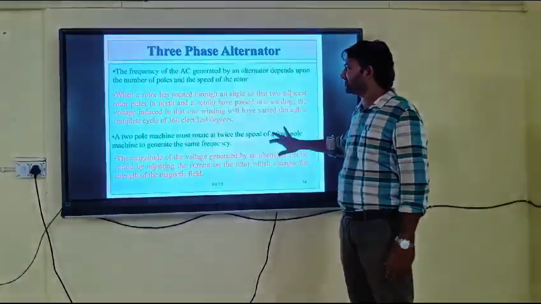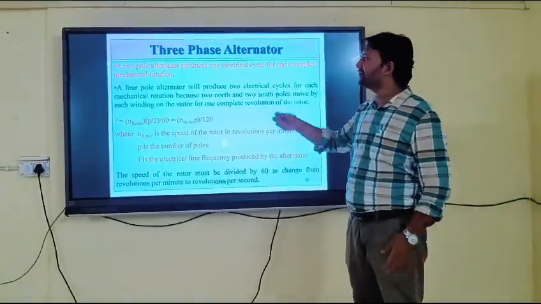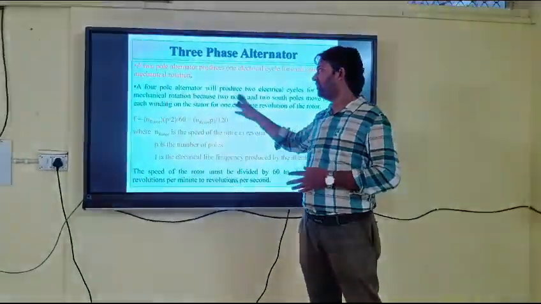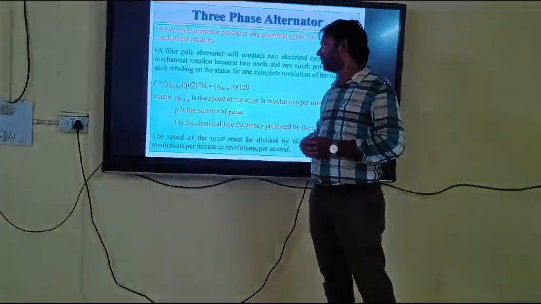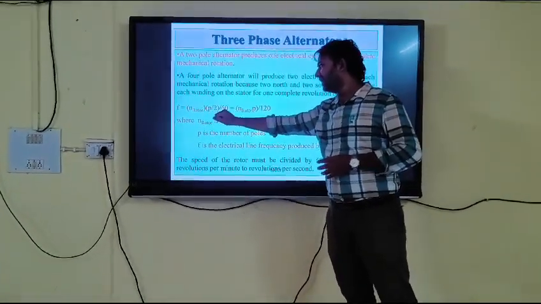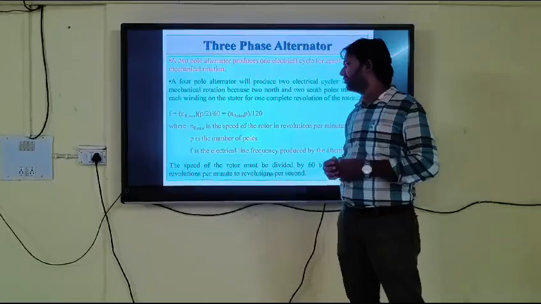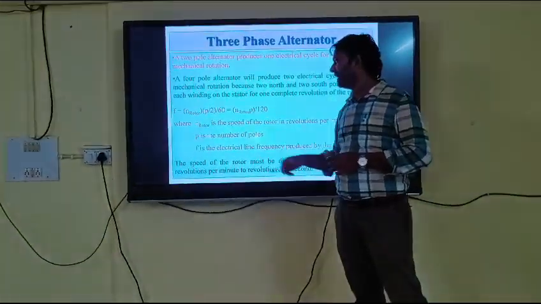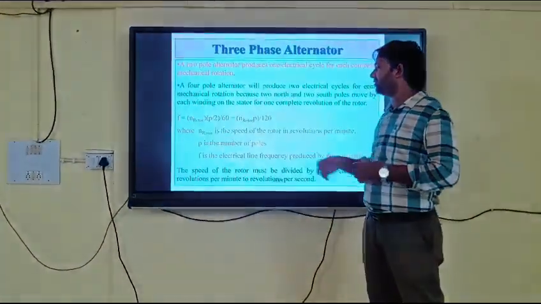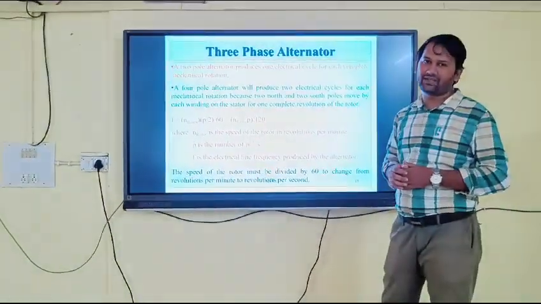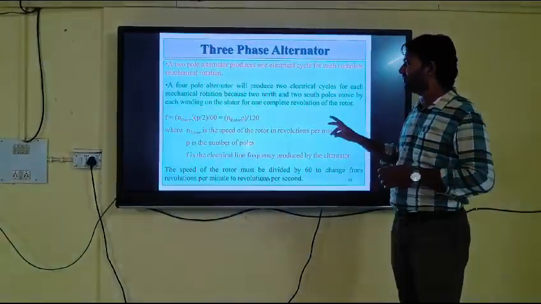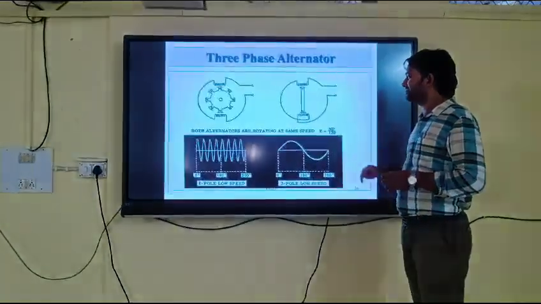Further, if we want to find any value of a three phase alternator, we use this formula for finding the frequency: F equals N, the speed of the rotor, times P by 2, where P stands for the number of poles, divided by 60, or simply we can write NP divided by 120. To find the frequency of a three phase alternator, we use this formula, F equals NP by 120.